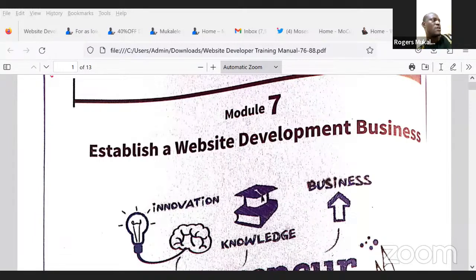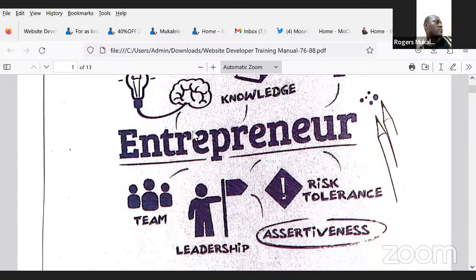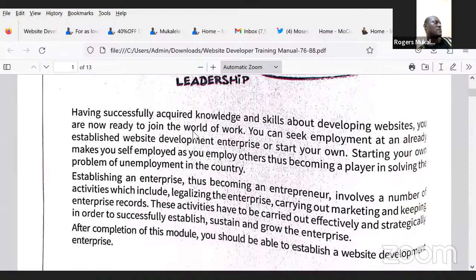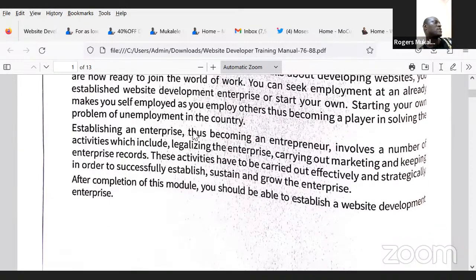So in this book, the last chapter is establishing a web development business. I extracted some few pages here, but like I said, I'm sharing this just for class purposes. I'm not going to share this in this form to anyone here. So please, having acquired the skills and knowledge about developing websites, you are now ready to join the world of work. You have seen how colleagues have shared with us and how they can start their own, making yourself employed and employing others.